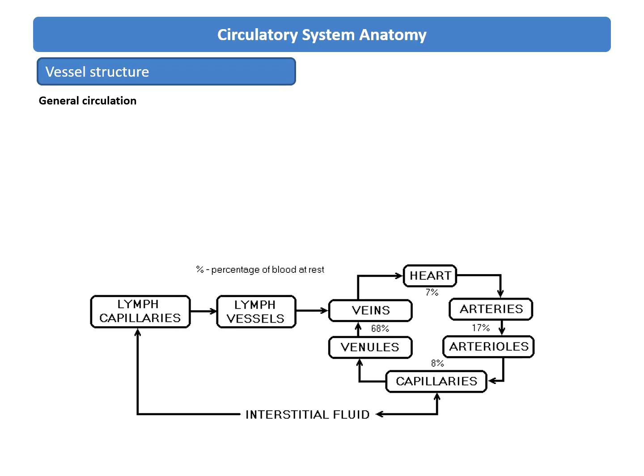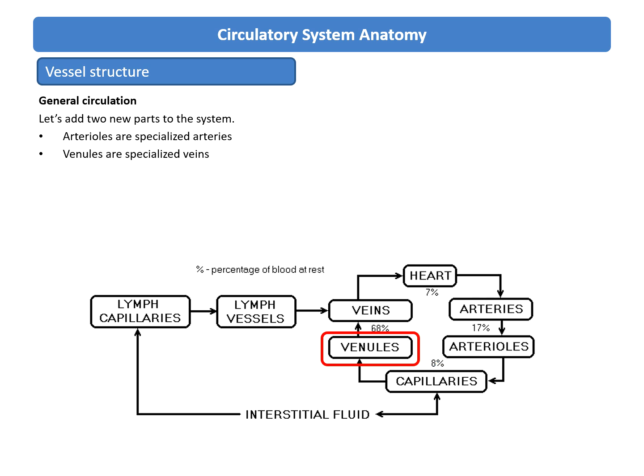Let's look at our general scheme of circulation once again, but let's add two new vessels to the general plan. These will be arterioles, which are a specialized kind of artery, but very important, and venules, which are specialized veins.